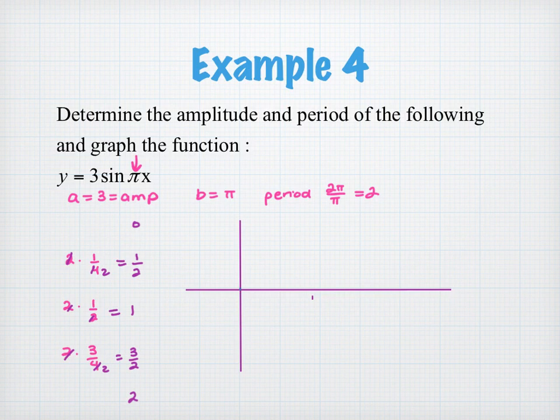Plot my horizontal, which are 0, 1/2, 1, 3/2, and 2. I'm going to go up 1, 2, 3 for my amplitude, down 1, 2, 3, -3 for the other part of the amplitude. And again, start at 0, up to 3, down to 0, -3, back up to 0, and then connect your curve.